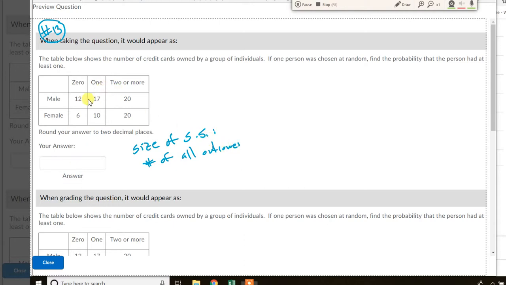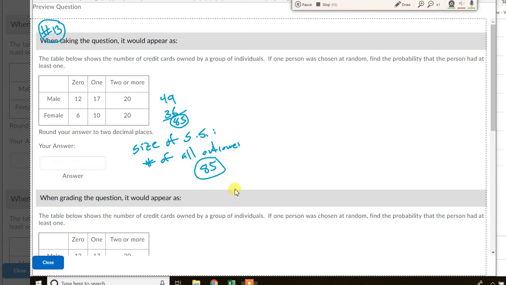Okay, I've got 12 and 17 is what? 29 plus 20. I've got 49 in this row. Right? 12 and 17, 22, 29, 49. In the second row, I've got 10 and 6 is 16, plus 20 is 36. If I add those up, 49 and 36, I'm going to get what? 85? So that's the size of my sample space. Number of all outcomes is 85. 85 possible outcomes.